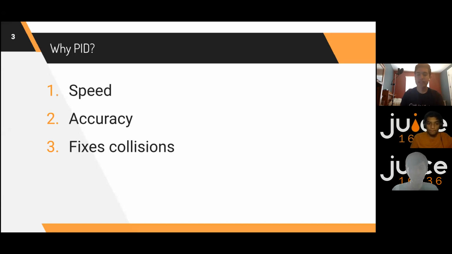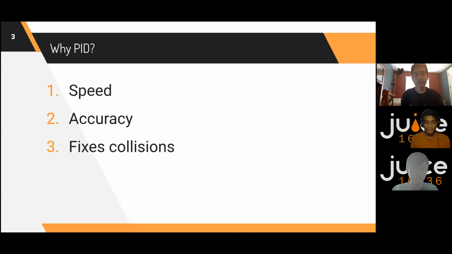Now, why would you use PID versus something simple like run to encoder, which is already built into the FTC library? PID allows you to have an increase in speed for motions. Run to encoder, if you try to do it quickly, you can overshoot your target, so most of the time you have to use run to encoder slowly. What PID allows you to do is move very quickly in the first section of your motion, and then as you get closer to your target, you can slow down so that you actually reach your target without wasting time by going very slowly.